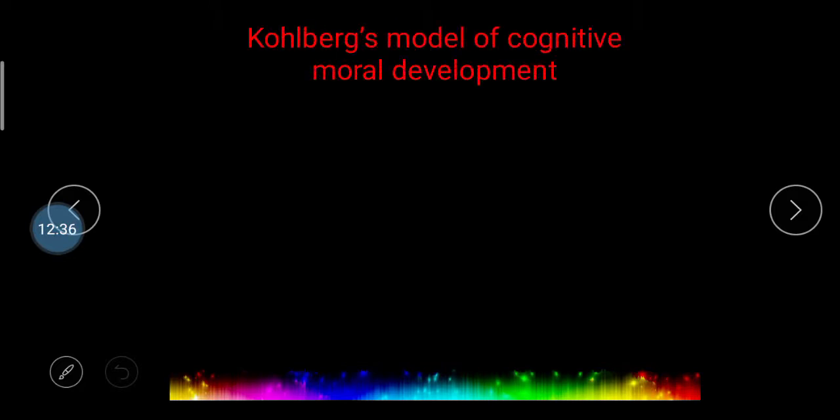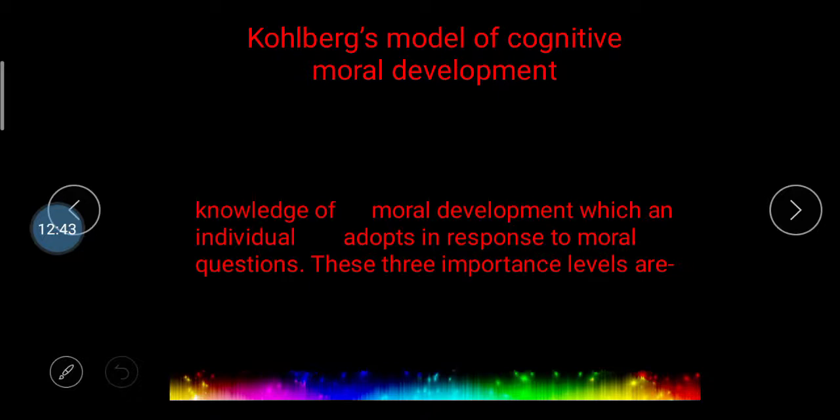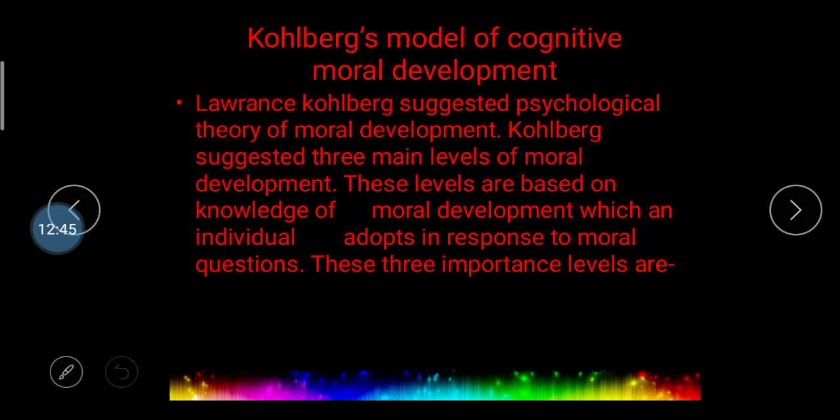Then after, the second one is Kohlberg's model of cognitive moral development, right? So let's see it. Lawrence Kohlberg suggests the psychological theory of moral development, and Kohlberg suggested three main levels in this moral development. These levels are based on the knowledge of moral development, which individuals adopt in response to moral questions. So there are three main levels considered in this model.